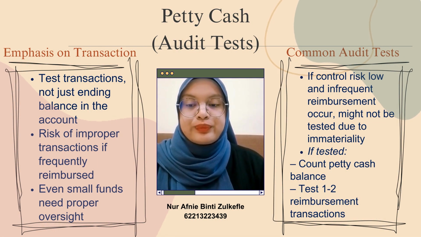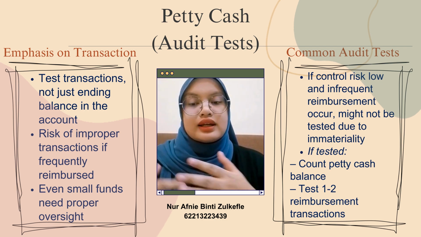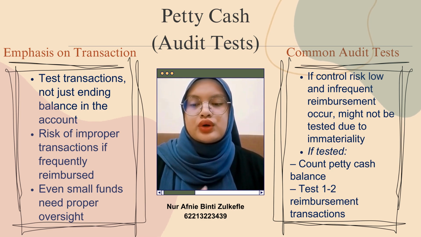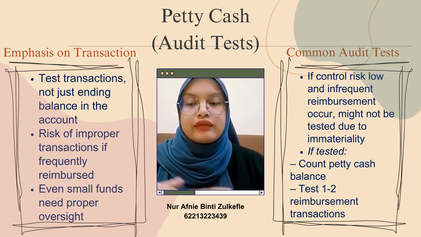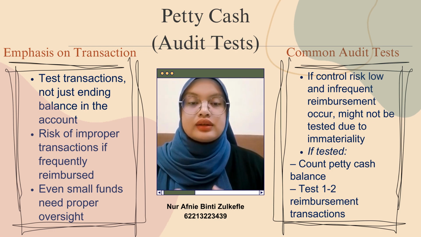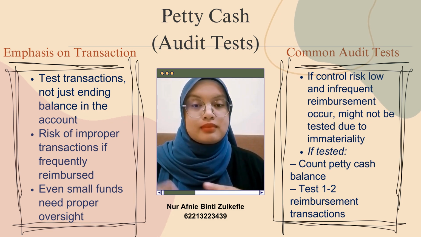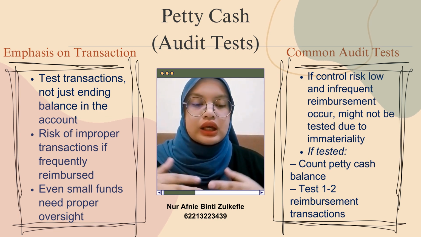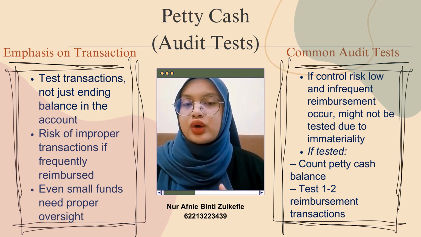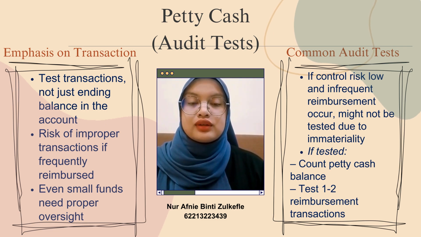When auditing petty cash, the focus should be on the transactions themselves, not just the ending balance. There's a risk of improper transactions, especially if the fund is frequently replenished, so even small amounts require proper oversight. For the common audit test, it depends on the assessed control risk. If the risk is low and the reimbursements are infrequent, the auditor might skip detailed testing due to immateriality. However, if testing is required, the auditor typically counts the petty cash balance and tests one or two reimbursement transactions to verify compliance with the procedures and detect any irregularities.